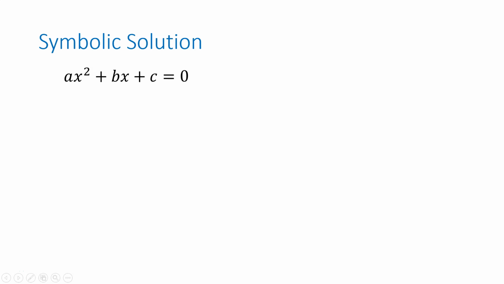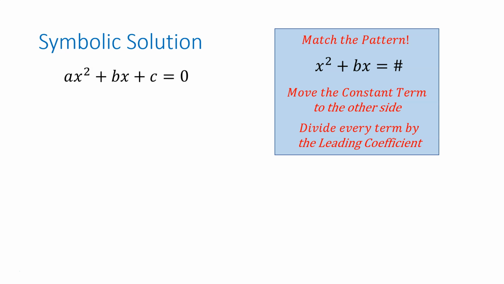Symbolic problem solving can be very intimidating if you've never done it before. The idea is that you use the same procedures you would use with numbers, but with the symbols instead. We start off with ax squared plus bx plus c equals 0. Like we did earlier, we need to get it to match the pattern in the blue box. First, we move the constant term to the other side. When it arrives on the right-hand side, it becomes negative.